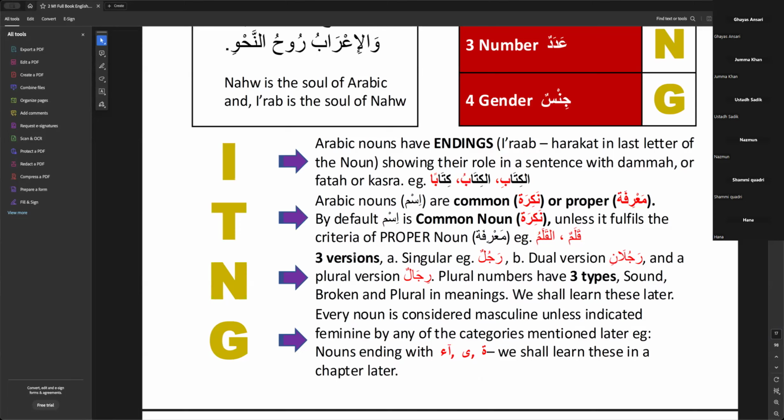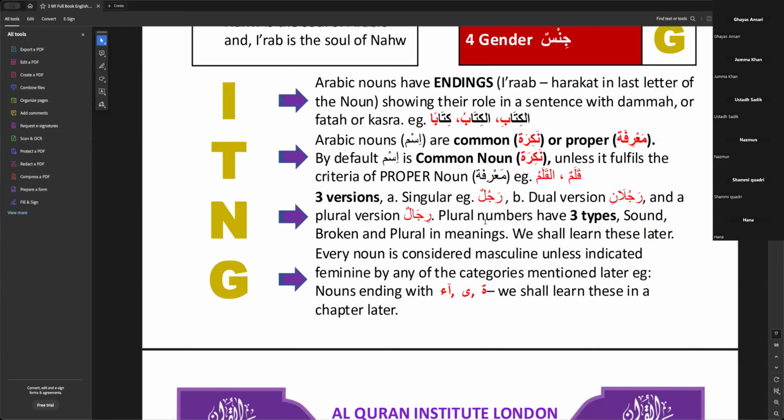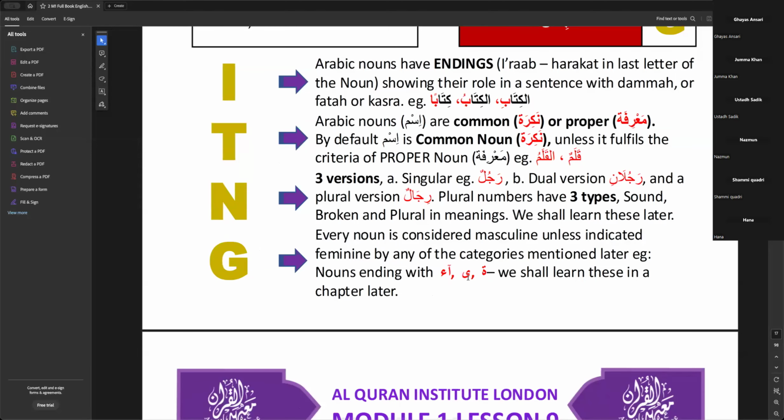Okay. N, number, has 3 versions. A singular, rajulun. Dual, and plural is rijalun. Plural numbers have 3 types: sound, broken, and plural in meaning. We shall learn this later. We've got G, gender. Every noun is considered masculine unless indicated feminine by any of the categories mentioned later: ta, ya, hamza. We shall learn this in a later chapter, inshallah.